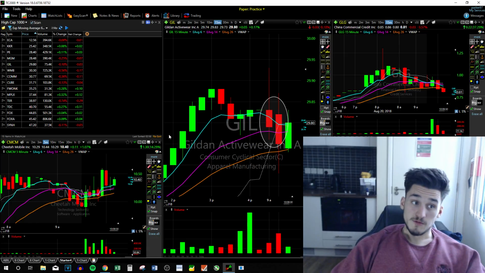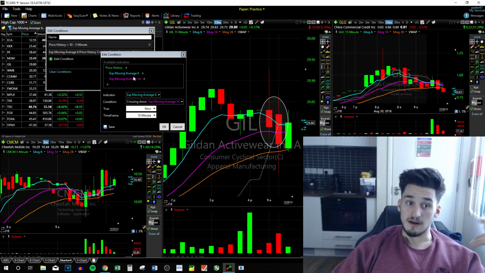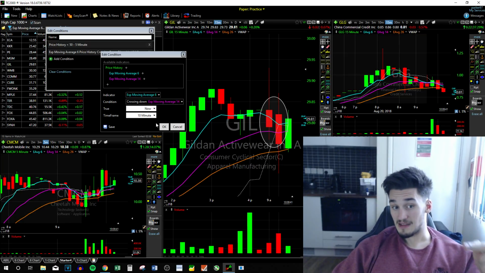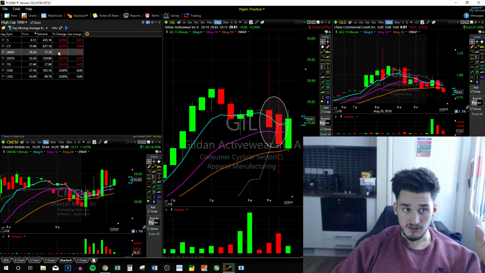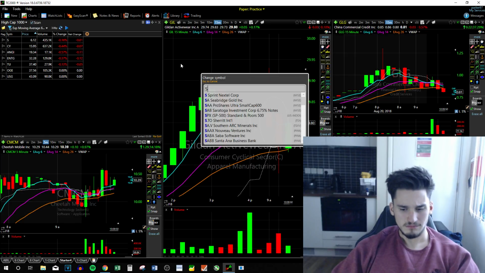But I thought that was pretty cool, creating a scanner. So like I say, on this one here, I have the 6 EMA and the 14 EMA, so the 6 EMA crossing down on the 14 EMA, and this is on a 10-minute candle. So if I scan, these are the stocks that I currently have. So we've got S.